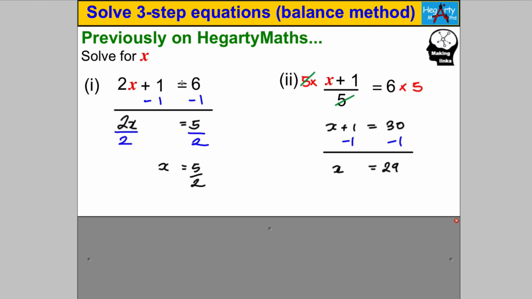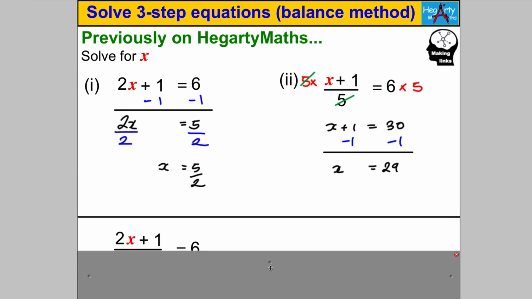Well, in these ones, two things happened to x. It got doubled and then afterwards you added 1. In this case, you added 1 and then you divided by 5. Three-step equations are going to be when three things happen to x beforehand, so you're going to need three inverse operations to find x. So let me give you an example.